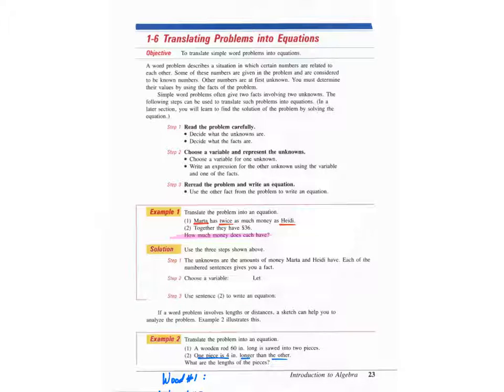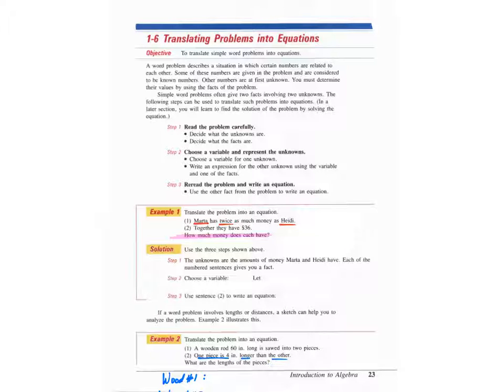All right, so in this lesson, we are going to be translating problems into an equation. So when we're given a word problem, and it'll usually look like a paragraph, sometimes it'll be easy, so don't get intimidated as soon as you see a bunch of words on the page.